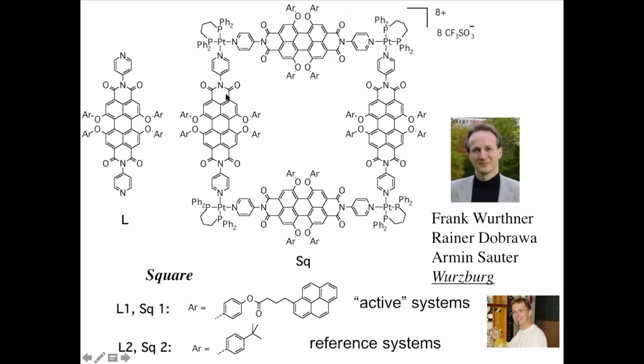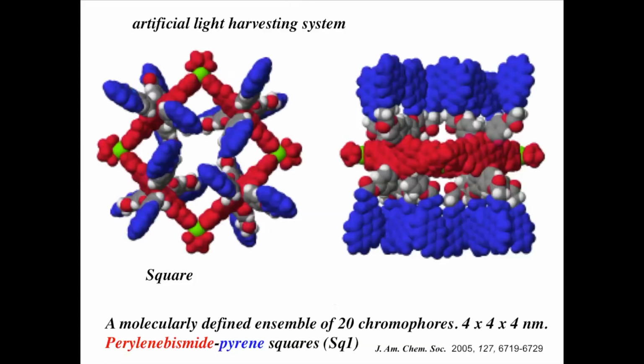The molecules that are used are this perylene bisimide, so that's a very strongly absorbing unit. It's also used in car paints. And here we have pyrene. Pyrene is attached as the aromatic group here on the sides. It is a molecular square. It contains perylene imide legs, and on the side are hanging pyrene groups. It can absorb a lot of light and can also do things with it.